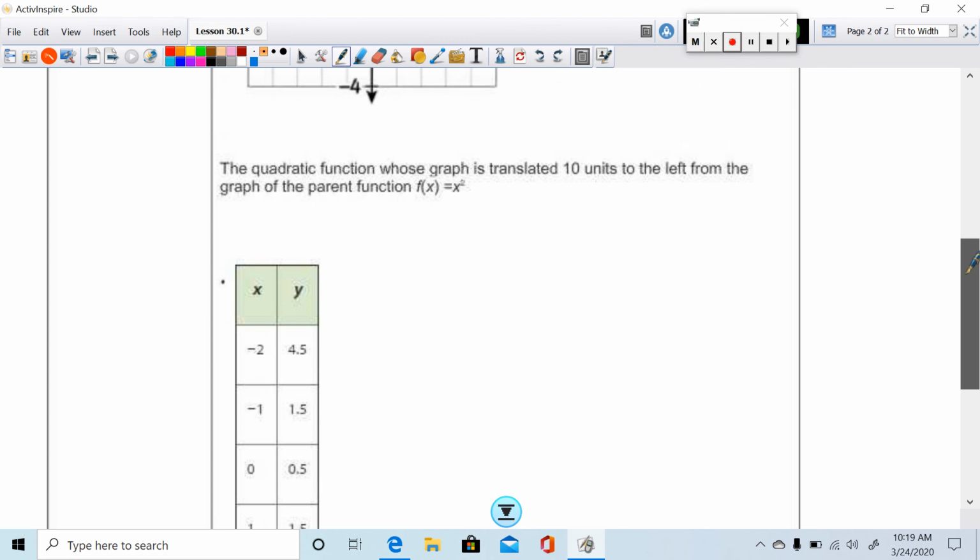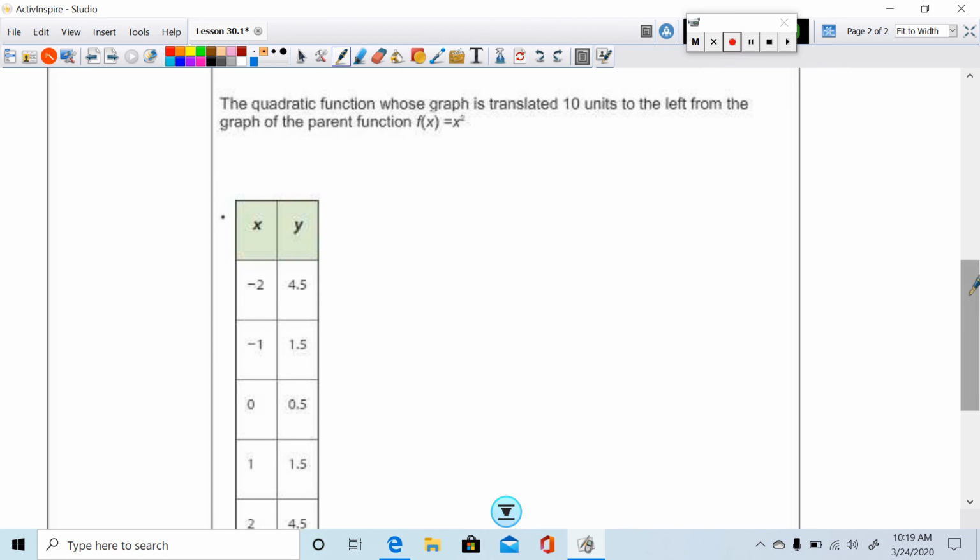Now the equation for this word problem. The quadratic function whose graph is translated 10 units to the left. Okay, if you're talking left or right, it's going to be in parentheses. If it's left, you have to put a plus sign. So 10 units to the left from the graph of the parent function, f of x equals x squared.